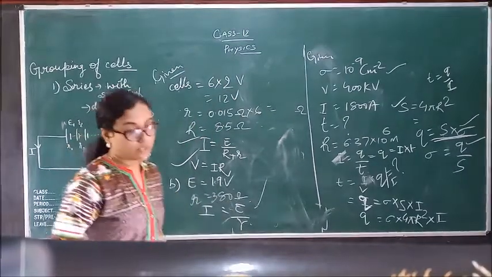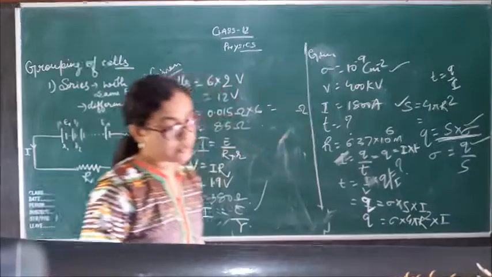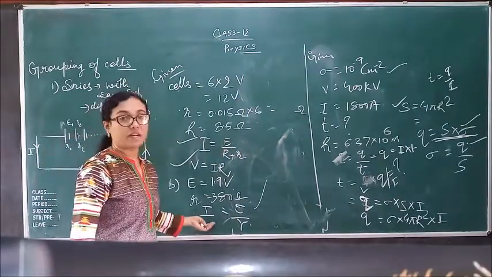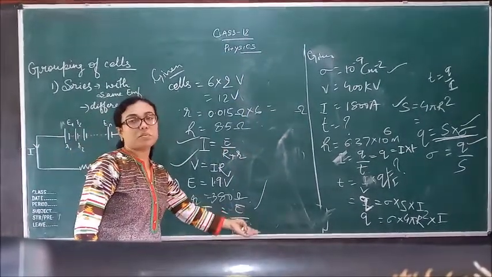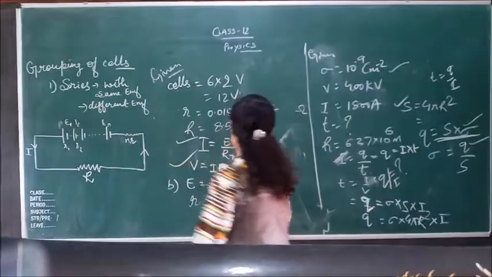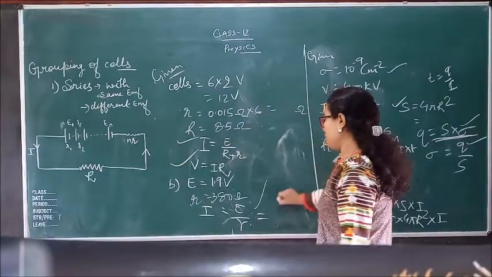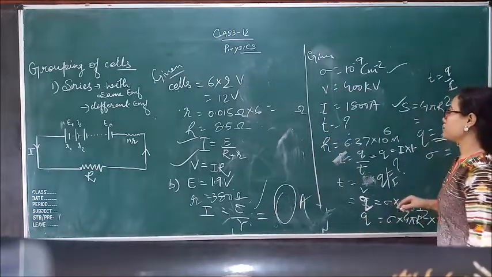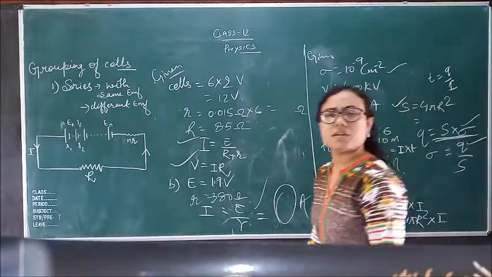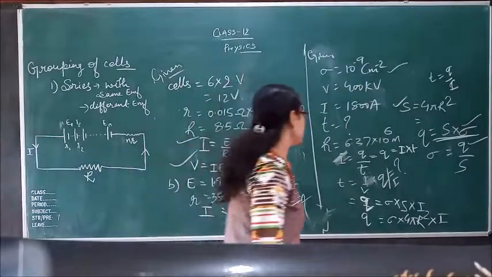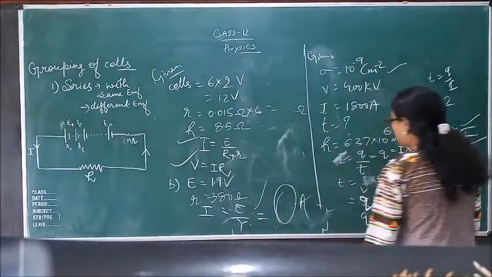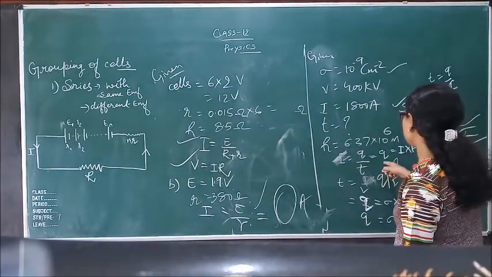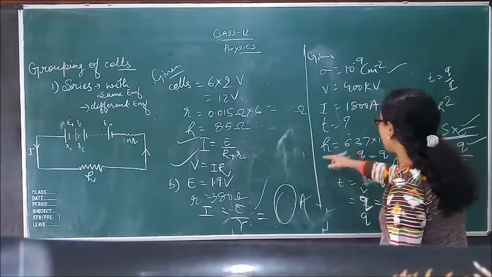So what here, it is asked what is the value of current. Current is equals to EMF upon internal resistance. So after putting the values, you will get the last value. Okay, for the last value. Now again we will move to the previous numerical.